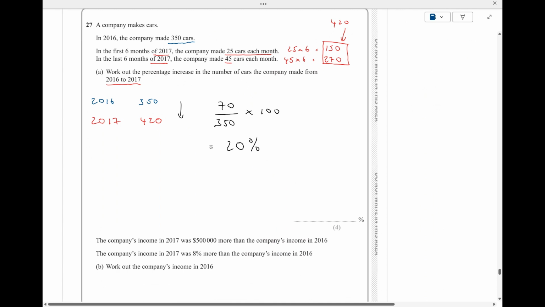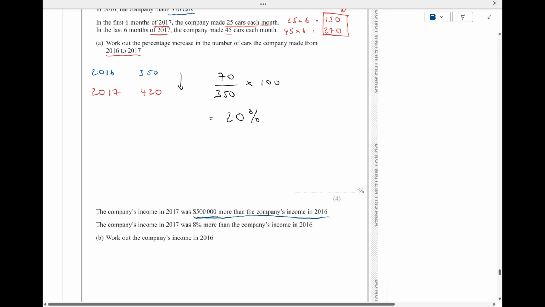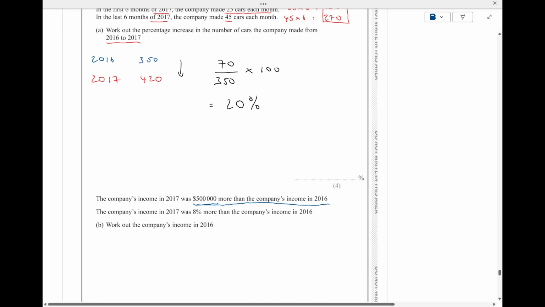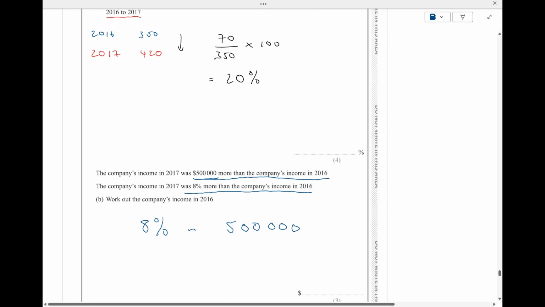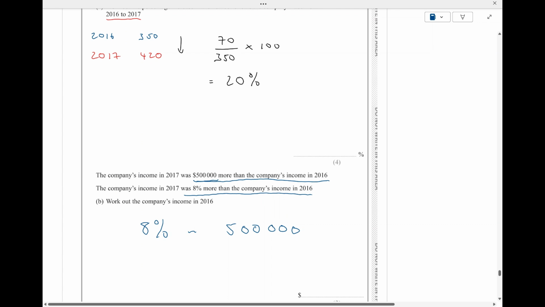The company's income in 2017 was 500,000 more than the company's income in 2016. The company's income in 2017 was 8% more than the company's income in 2016. So that means that 8% must be 500,000, because it was 500,000 more, and you know that that was 8% more. So now you know what 8% is.